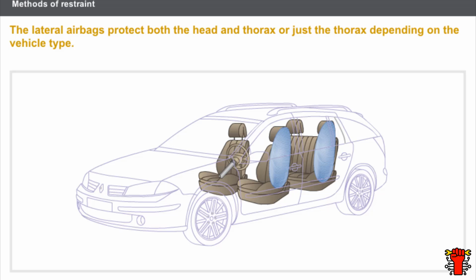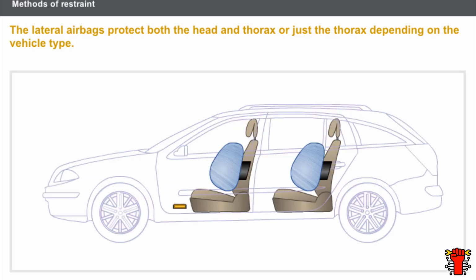The lateral airbags protect both the head and thorax or just the thorax, depending on the vehicle type. These airbags are fitted to the door side of the seatback frame of the front and rear seats. The lateral airbags are controlled by the computer. A special sensor fitted to each B-pillar informs the computer of the severity of the impact.